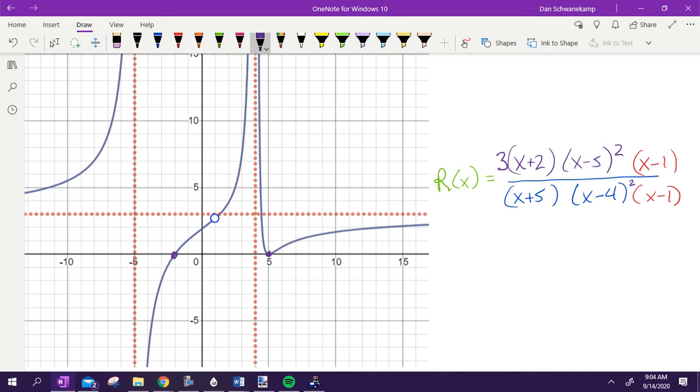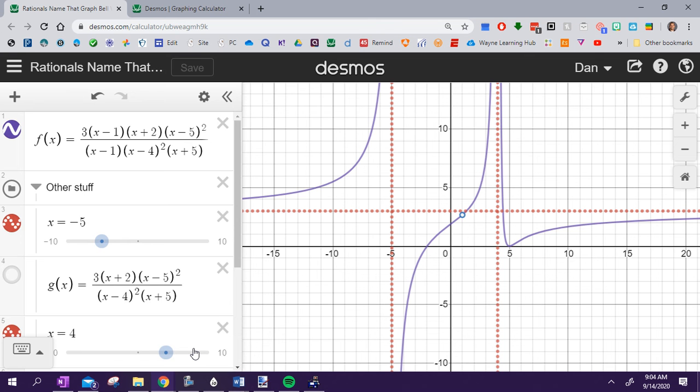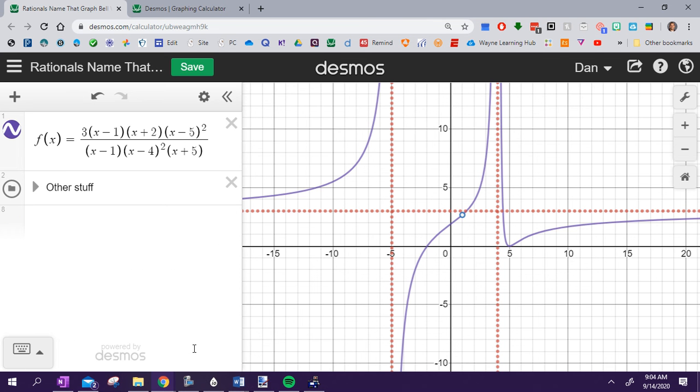Questions there? Lots of different things. If you don't believe me, here's a graph of it. Okay, we got that same thing. 3, we got the x minus 1 on top and bottom, x plus 2 on top, x minus 4 squared on bottom. That's what's getting me that right there. And then the x minus 5 squared, that's getting me the touch, and so on. We see everything we need to see there.